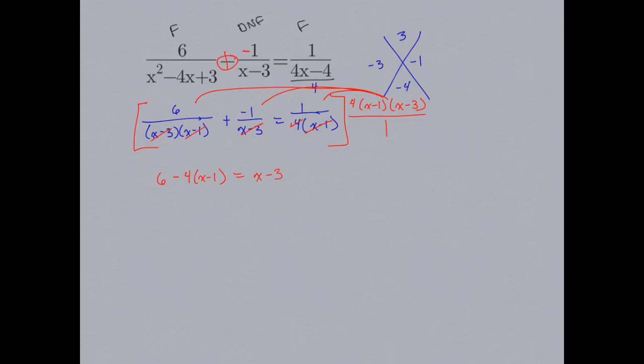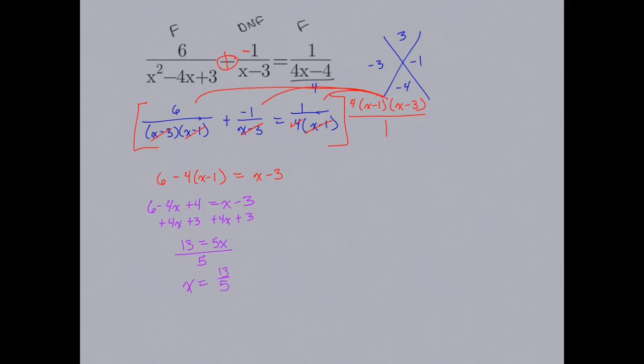So this is going to be a linear equation, so we're going to go ahead and just simplify, get rid of the parentheses. So 6 minus 4x plus 4 is equal to x minus 3. Get our x's to one side and get this 3 over here. So now what we have is 6 plus 4 is 10, plus 3 is 13, and 5x, divide by 5, and we get x is equal to 13/5.